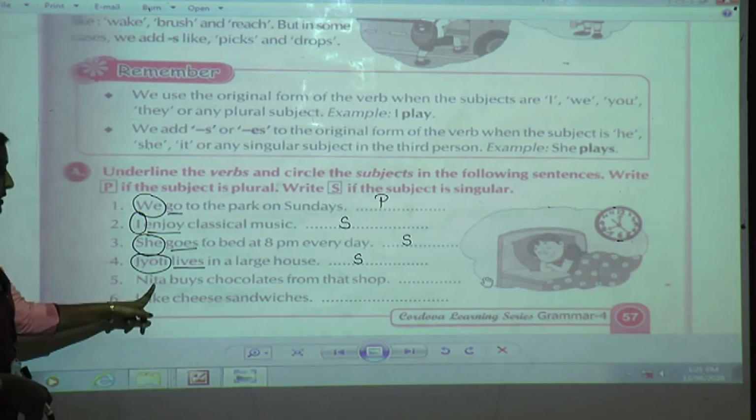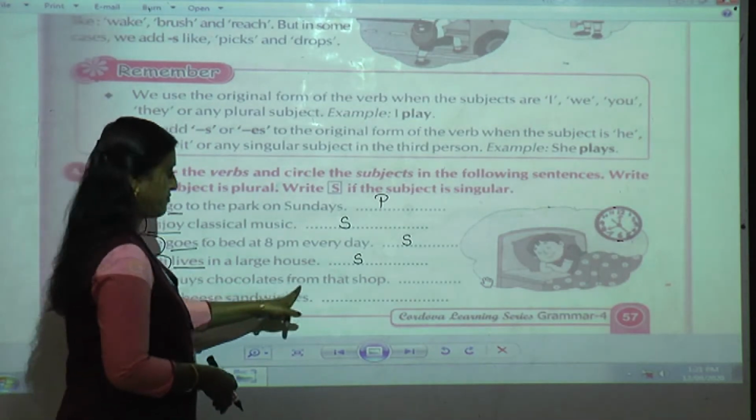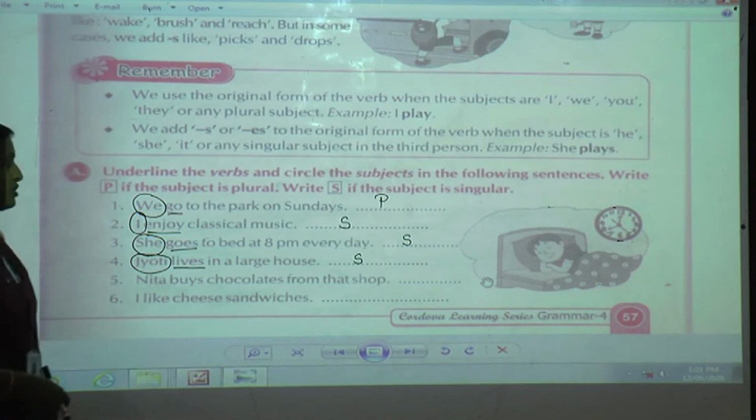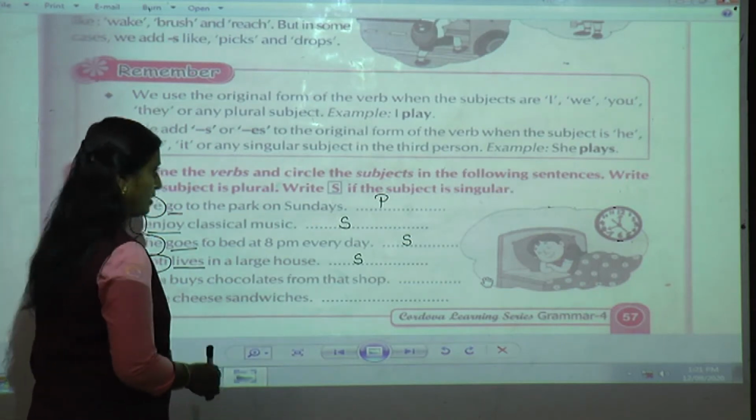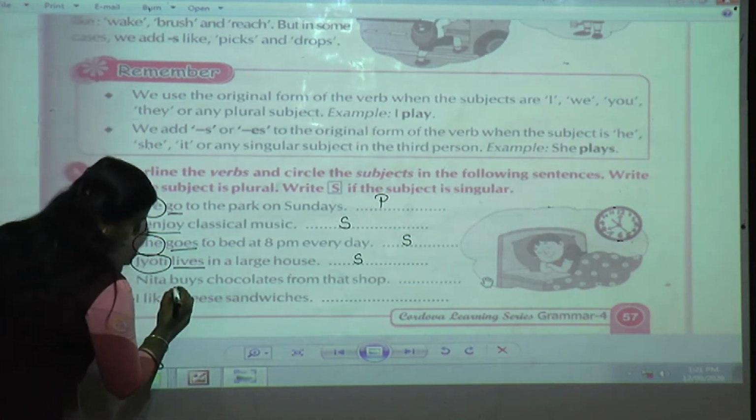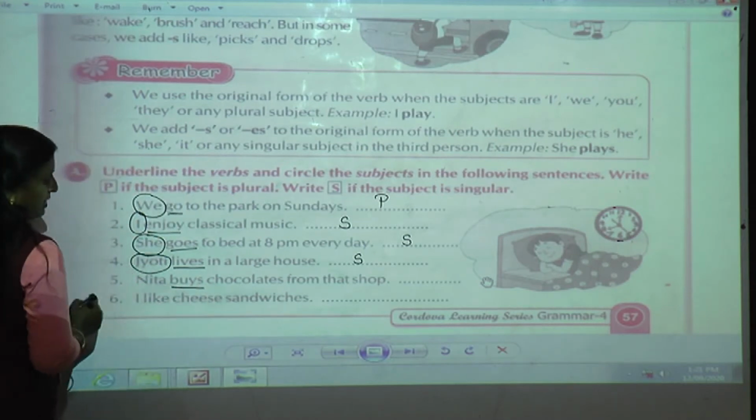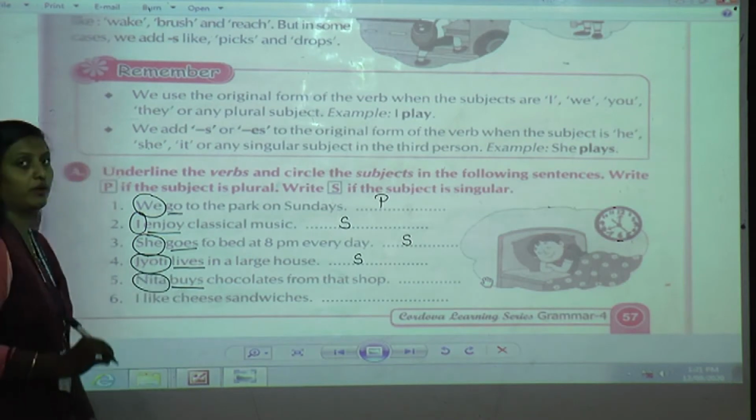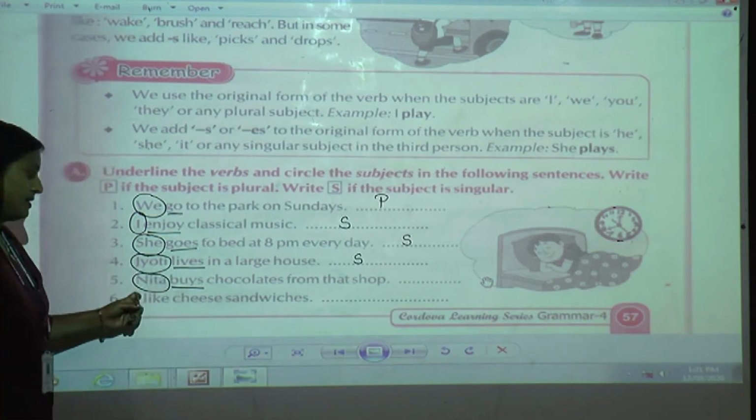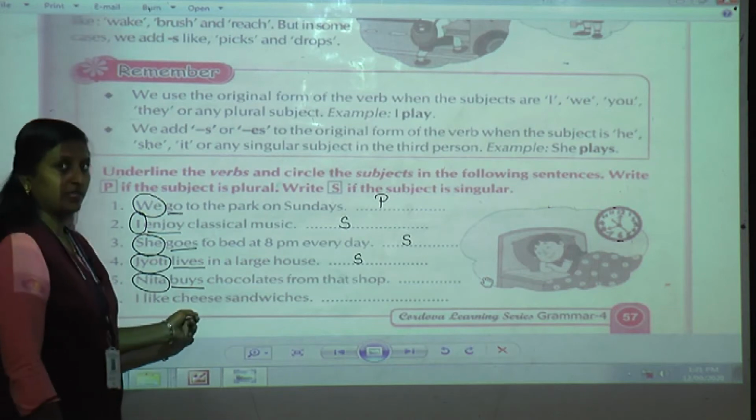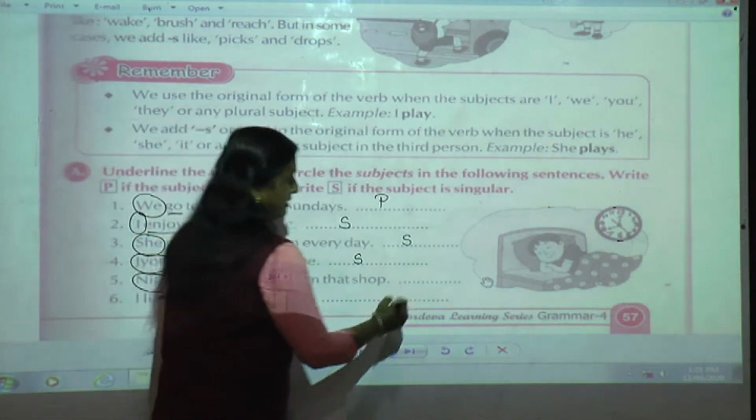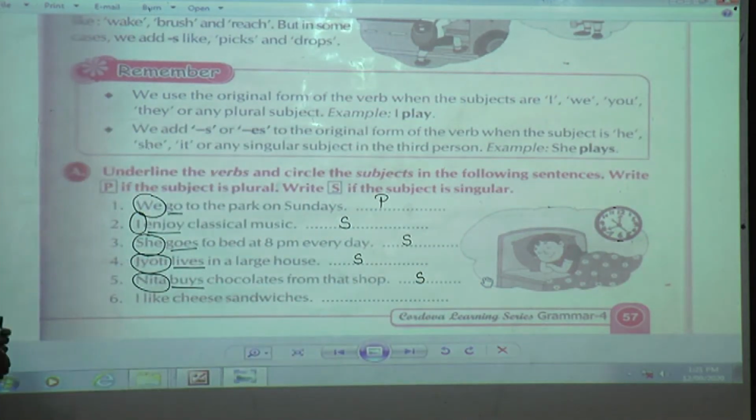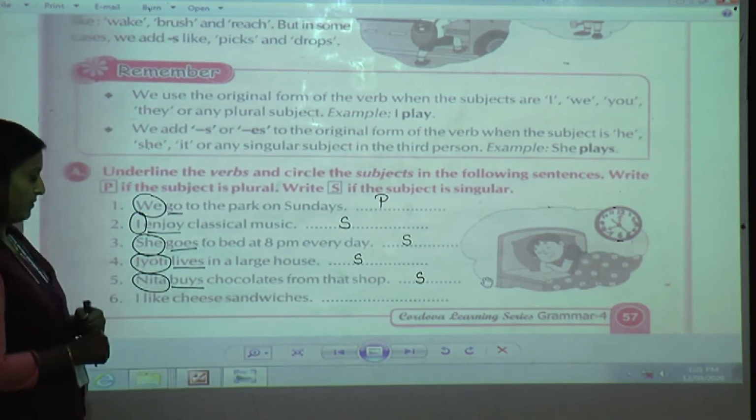Again, next, Neeta buys chocolates from that shop. What is the sentence? Neeta buys chocolates from that shop. So what is the verb over here? Yes, it is buys. What is the subject? Neeta is the subject. We have learned in the subject predicate lesson how to recognize the subject. So Neeta, what do you feel? Is it singular or plural? Yes, exactly, it is singular. You have to do along with me.